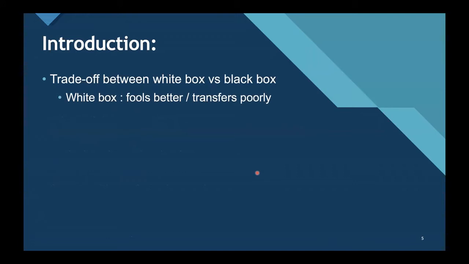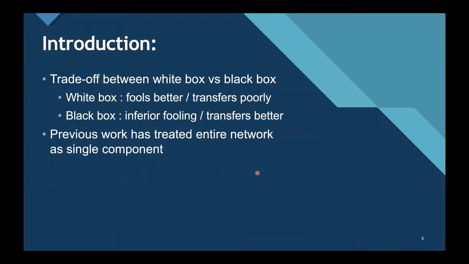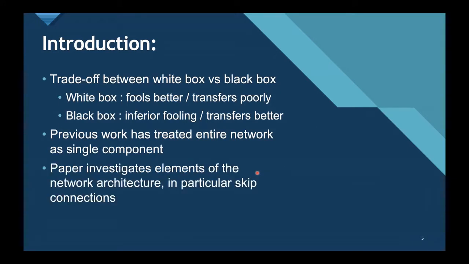Also, we know the trade-off of white box and black box settings. White box fools better, but it does not transfer as well to other models, while the black box setting does not have a good success rate fooling the model, but it transfers better to other models. The authors say that previous works treat the entire network as a single component, and they do differently. They investigate elements of the network architecture, in particular, skip connections.